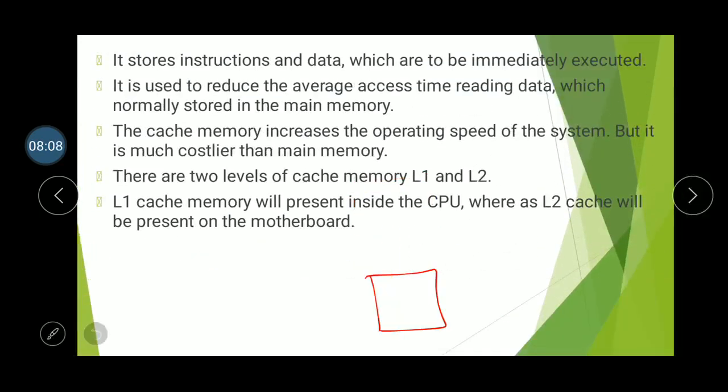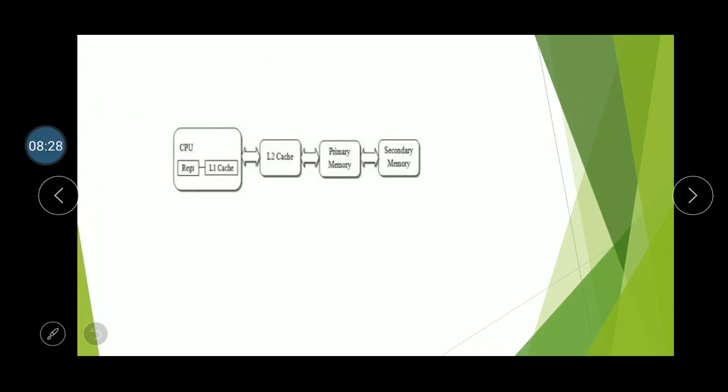And there are two levels of cache memory, L1 and L2. L1 cache memory is present inside the CPU, whereas L2 cache is present on the motherboard. So there are two levels of cache memories. Here in the CPU, L1 cache is there, and in between the CPU and primary memory, that is on the motherboard, L2 cache is there. So this is about cache memory.